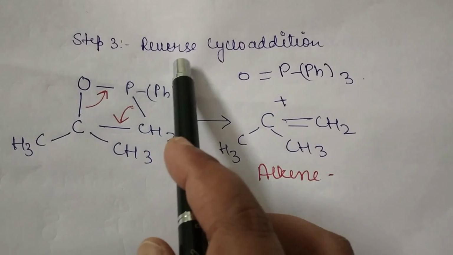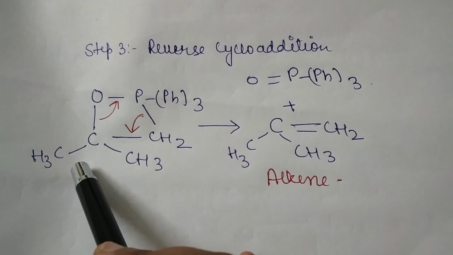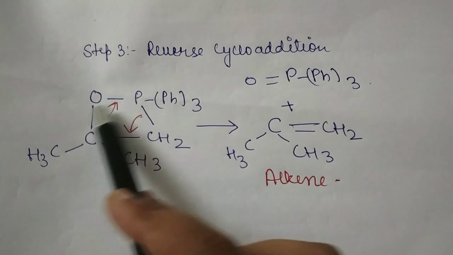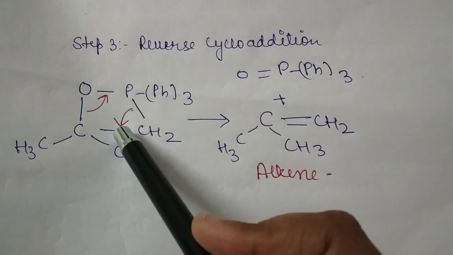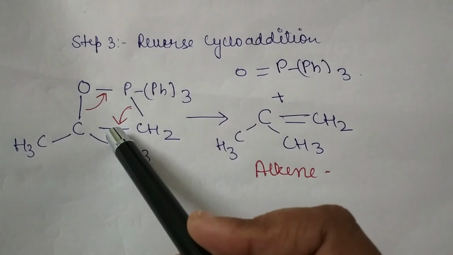In the third step, a reverse cycloaddition reaction will take place. As you can see, this structure was formed in the second step. So here the rearrangement of bonds will take place, an electronic rearrangement will take place.